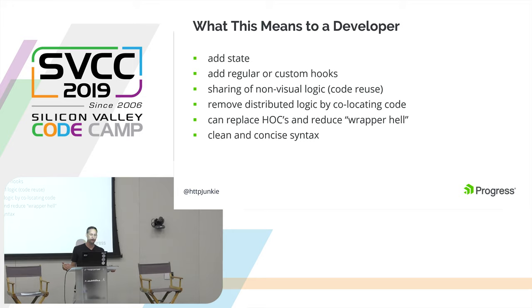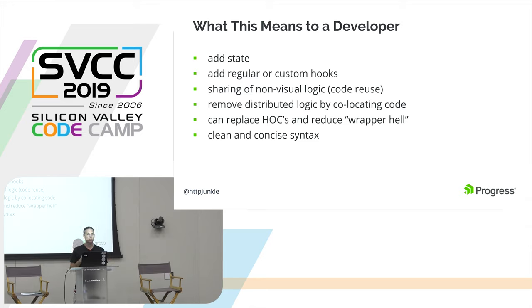That means from inside of a functional component, you can add state, you can add a regular hook, like we said, from React, that they have some built-in ones: useState, useContext, useReducer, useRef. Or you can use custom hooks that you've built yourself from within a functional component. You can also share non-visual logic and have a lot better code reuse with hooks. It's not that you couldn't do that before, but it makes it easier to tap into them now. You can remove distributed logic by co-locating code. We'll show examples of that with useEffect.